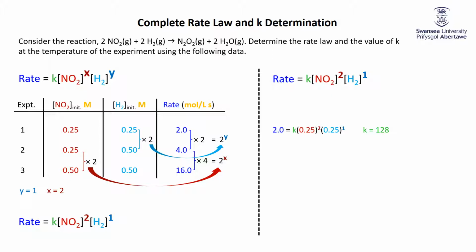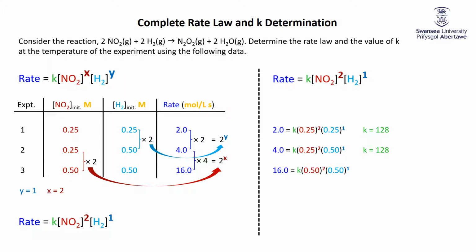That's the whole point in what we're doing, that K is staying the same because we're doing the experiment at a constant temperature. So therefore, not only could we use any of the 3 sets of data to determine K, but as a careful person, you would use all 3 sets of data to determine K. So we'll take experiment 2. Experiment 2, the rate is 4. Concentration of NO2 is 0.25, concentration of H2 is 0.5. Pop all that in and we get K as 128 again, so we're rather happy.